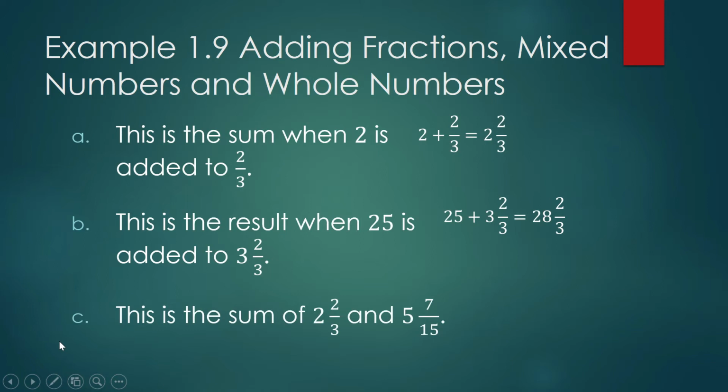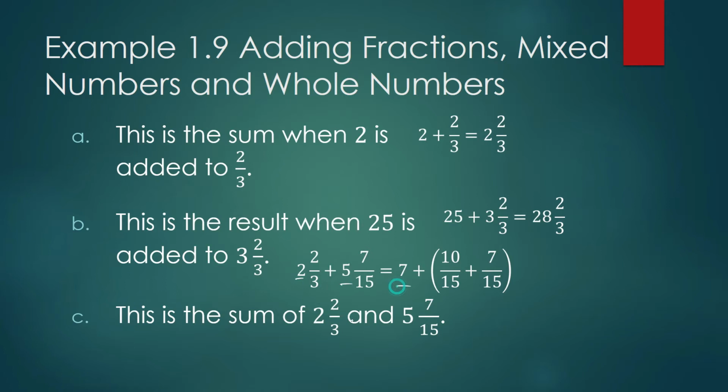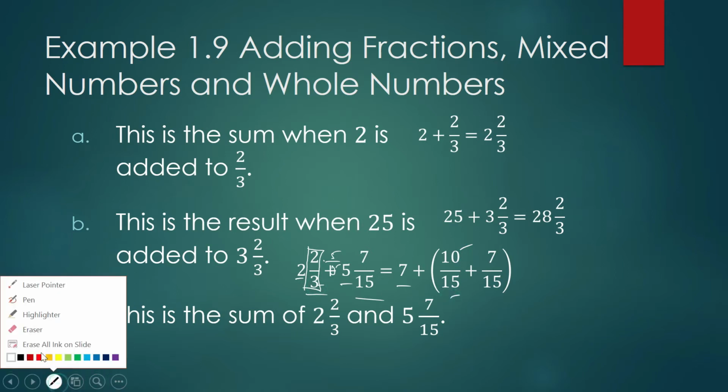This is the sum of 2 and 2/3 and 5 and 7 over 15. You add the whole numbers first. 2 plus 5 is 7. You add the fractions. So the LCD here is 15. What do you have to multiply to 2/3 so that you will have a denominator of 15? You will multiply it by 5 over 5, okay? 2 times 5 is 10. 3 times 5 is 15.